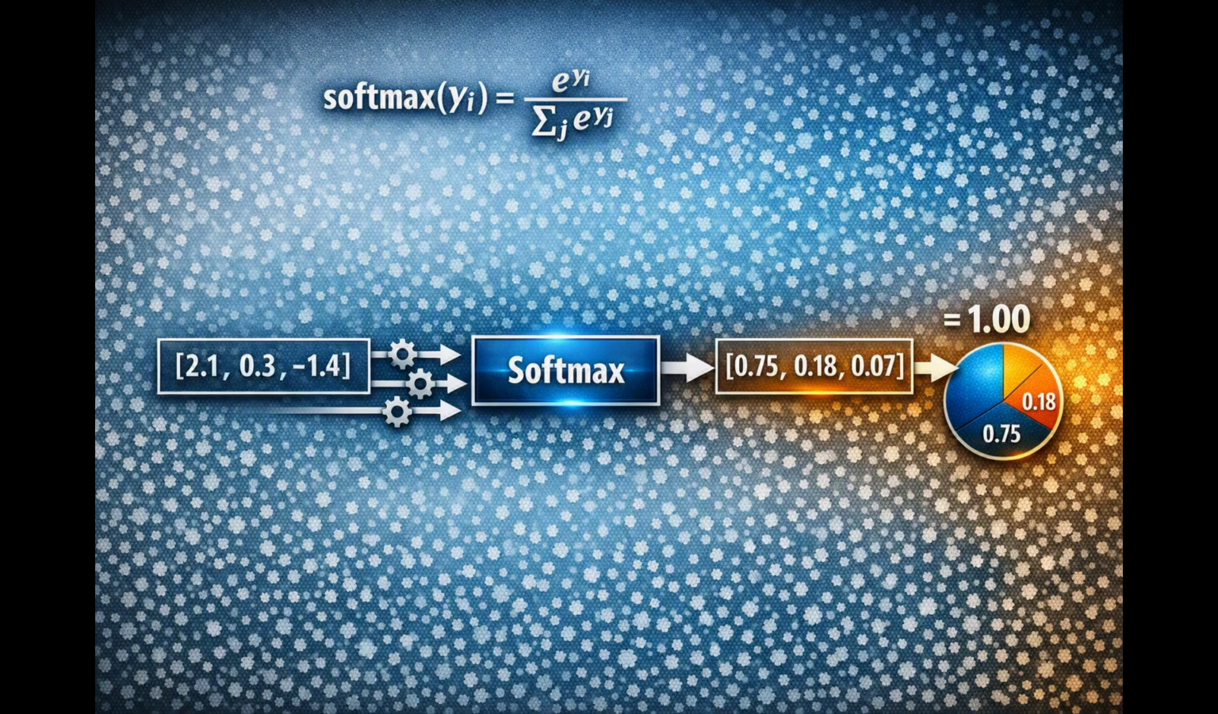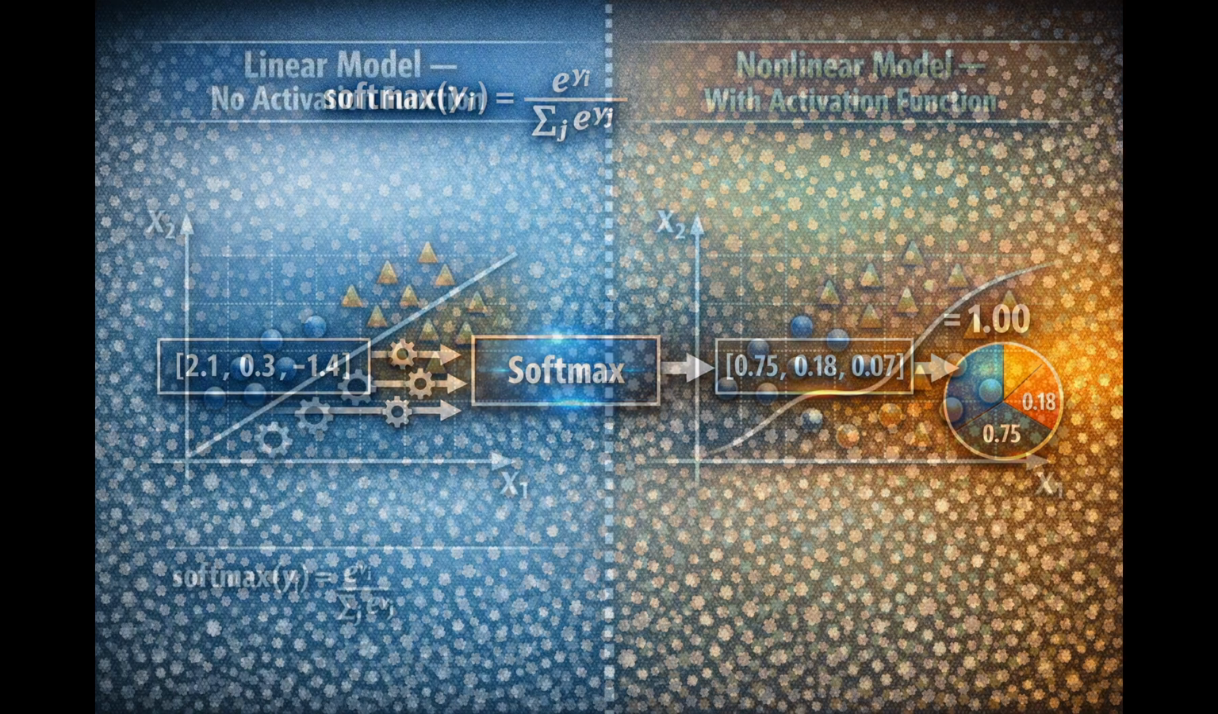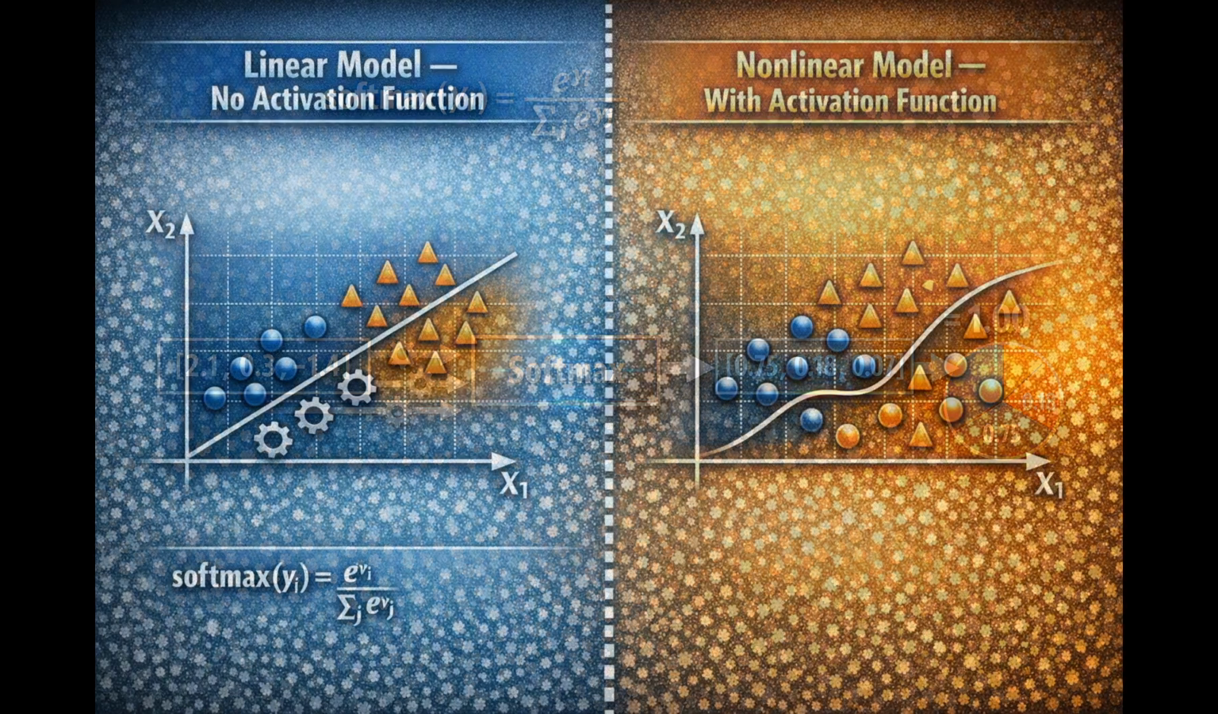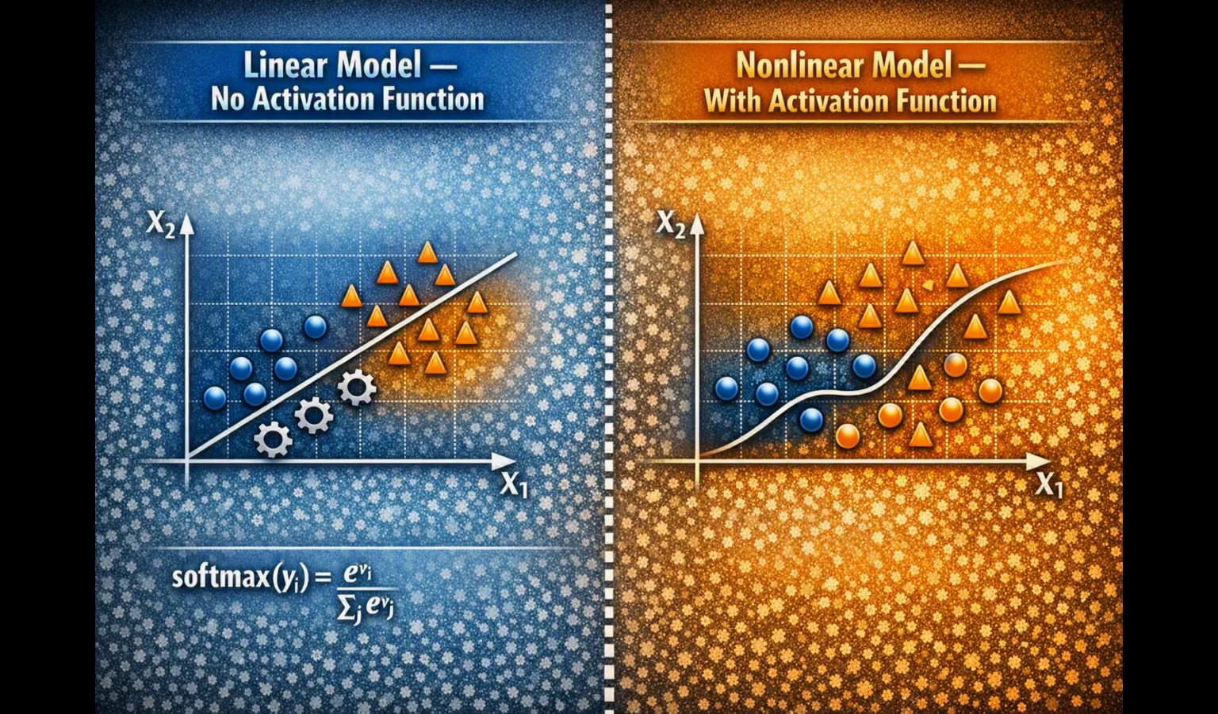The rectified linear unit, or ReLU, is today's most popular activation function. Its rule is refreshingly simple. Any negative input becomes 0, and any positive input passes through unchanged. The Leaky ReLU is a small tweak on this idea.